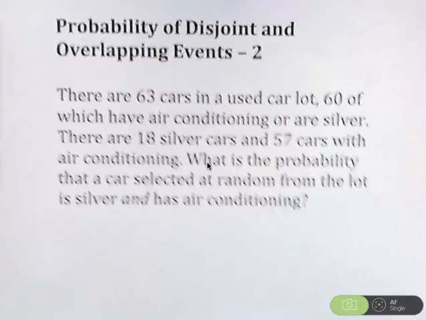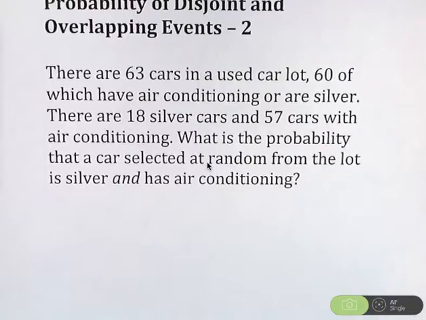This problem, the first one I want to talk about: there are 63 cars in a used car lot, 60 of which have air conditioning or are silver. There are 18 silver cars and 57 cars with air conditioning. What is the probability that a car selected at random from the lot is silver and has air conditioning?